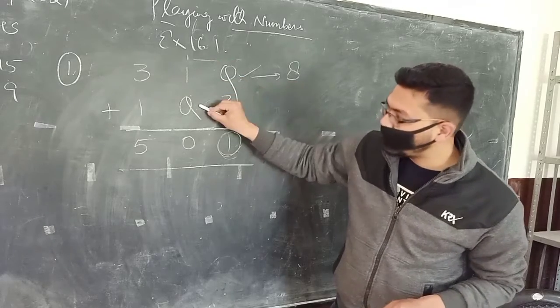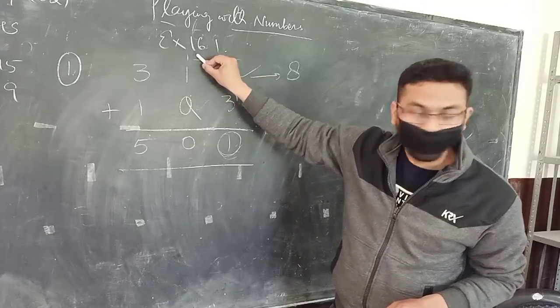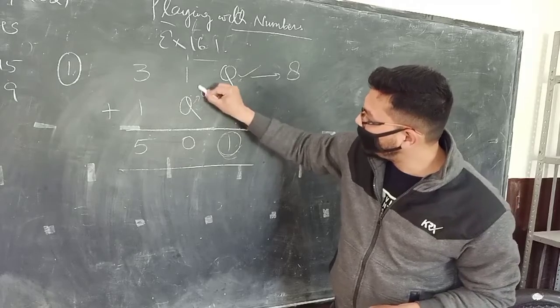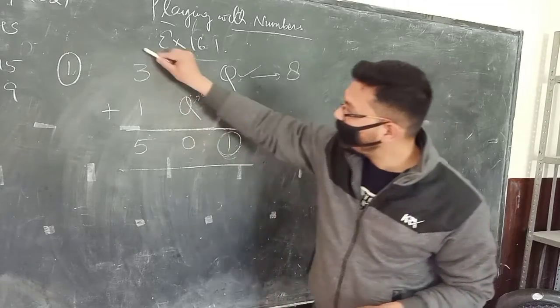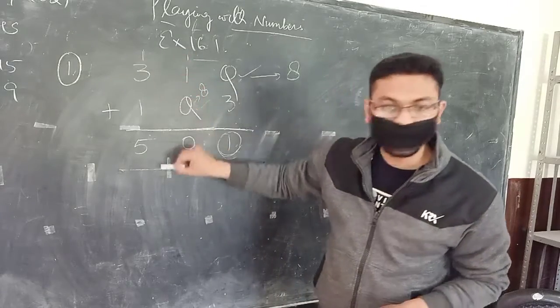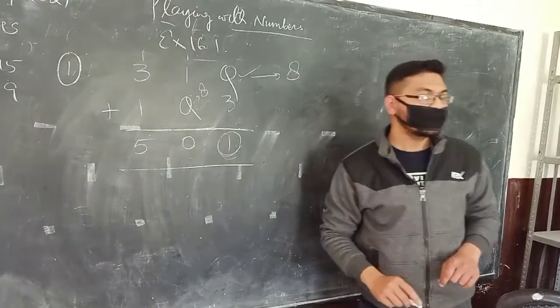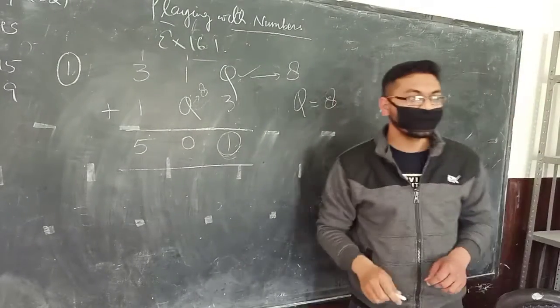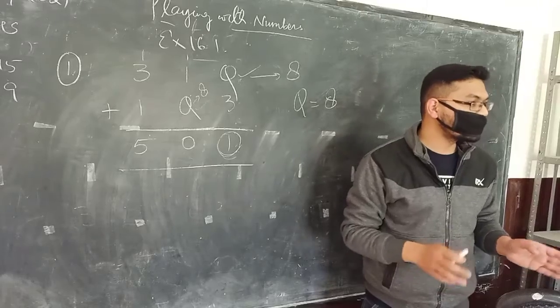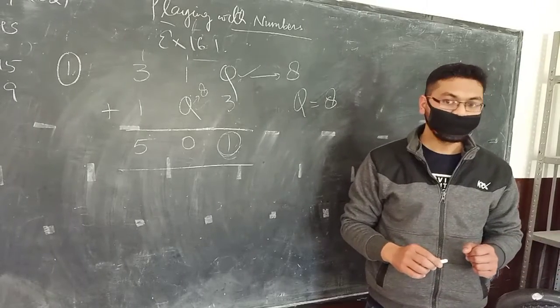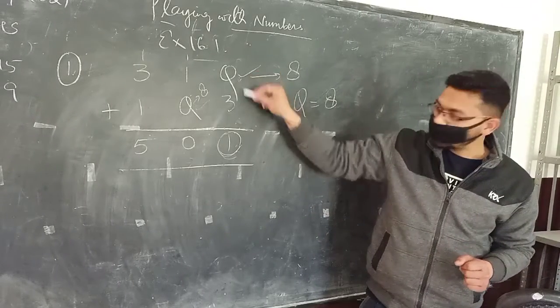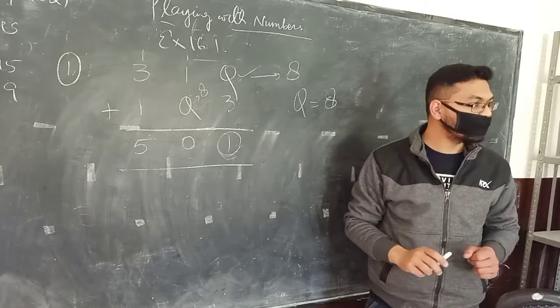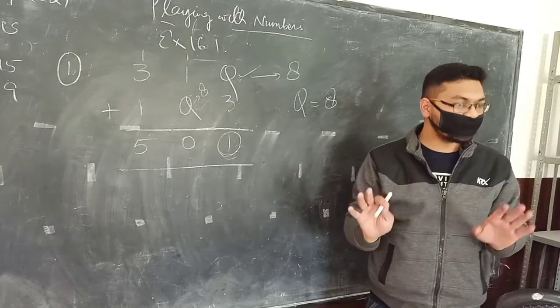Okay. Now what will I add? So Q is 8. So 1 plus 1, 2. 2 plus 8, it's 10. So 0 and carry 1. 1 plus 3 plus 1 is 5. So what is your answer? 5. So what is the value of Q? Q is nothing but 8. So that's why the name of this topic is playing with numbers: how to adjust the numbers here so that you get the desired result, right? Any doubt in this step, please let me know.